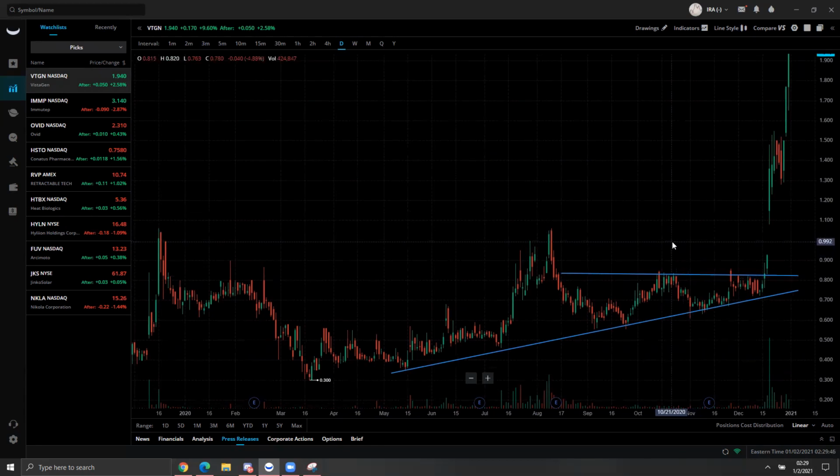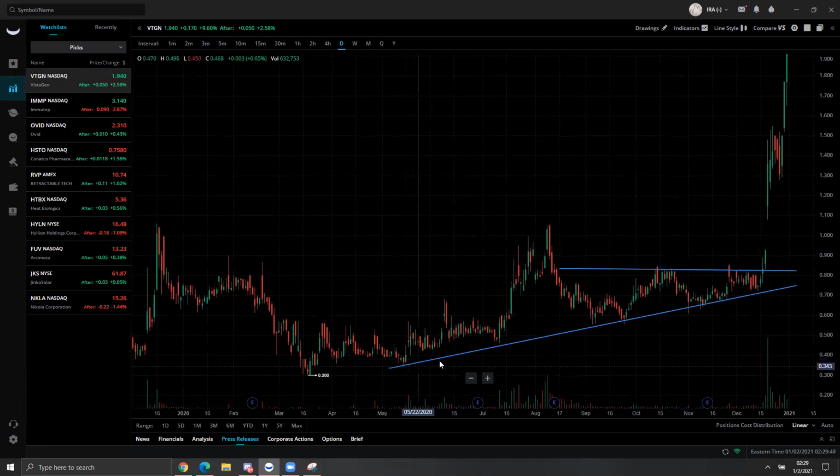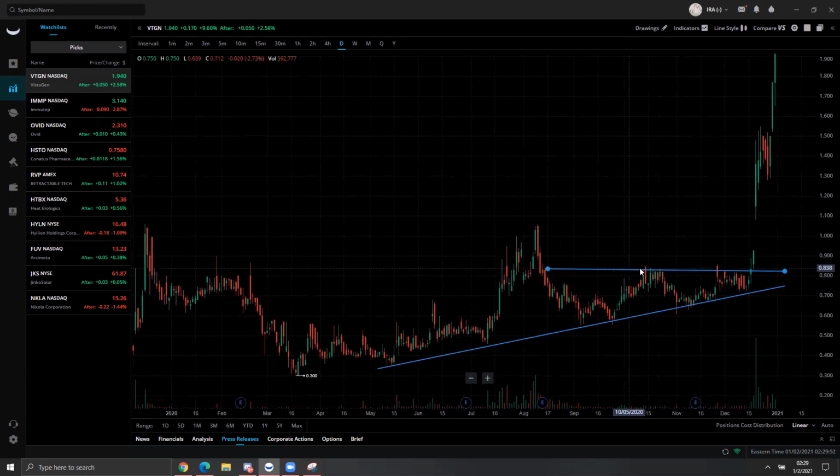So an ascending triangle, just like it sounds like, is when price is ascending at a constant rate, but you have a flat top where price is constantly getting rejected. So if you look at this right here, you can see that we have this resistance zone on the daily chart. For multiple months, we've had this resistance zone.